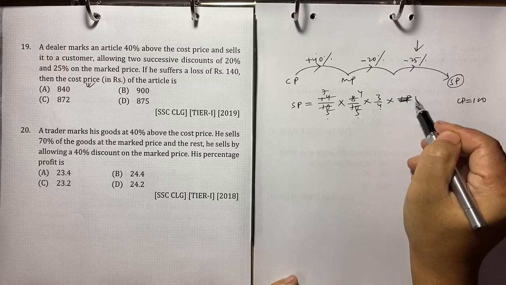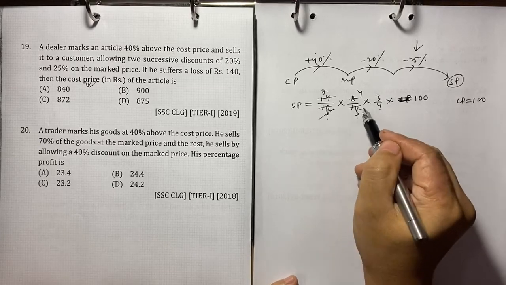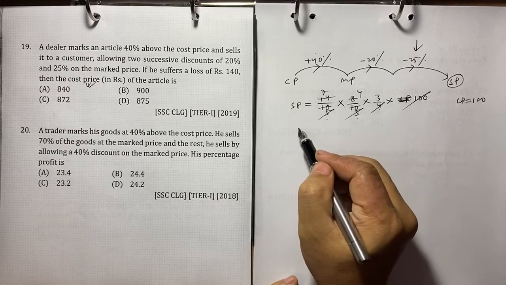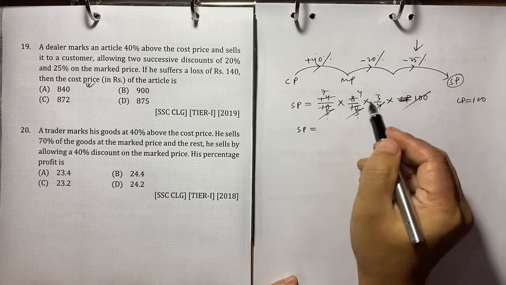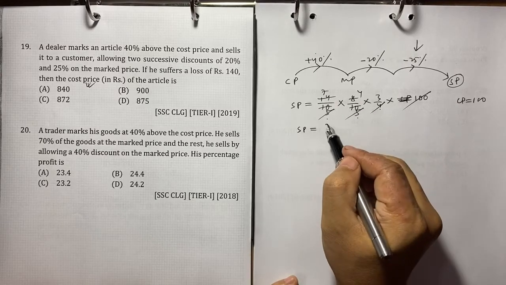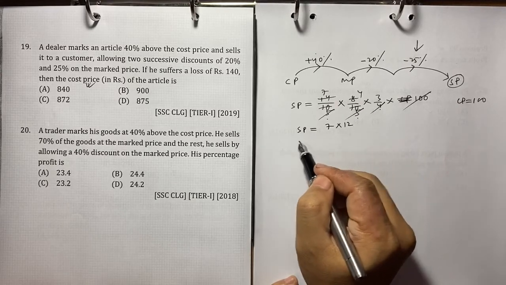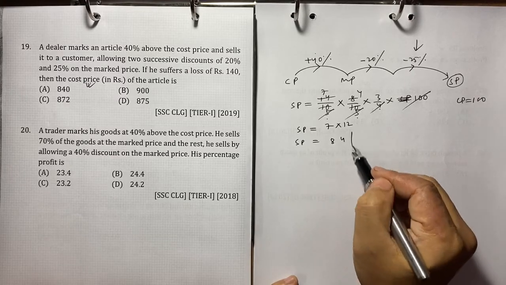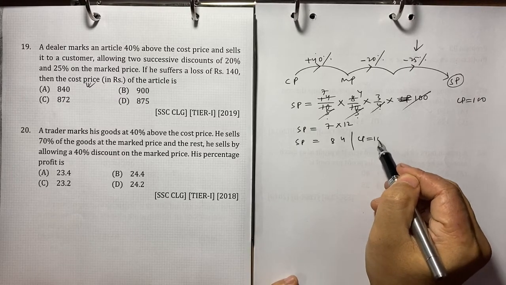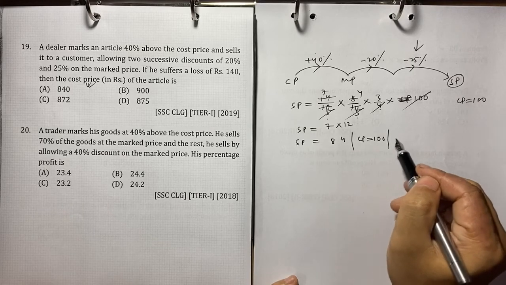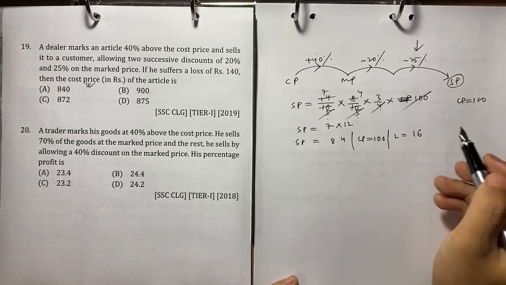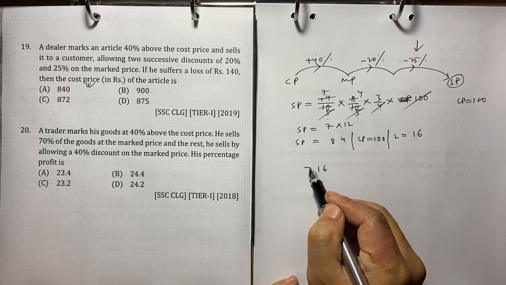Let us assume cost price is 100. So selling price will be 7 into 12, selling price will be 84. So selling price equals 84, cost price equals 100. In this case, the loss will be cost price minus selling price, it will be 16 rupees. So the loss is 16 rupees.